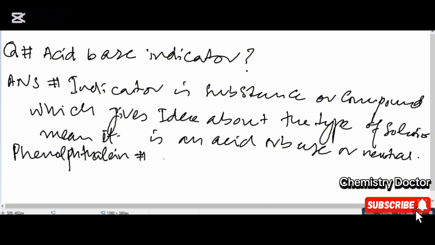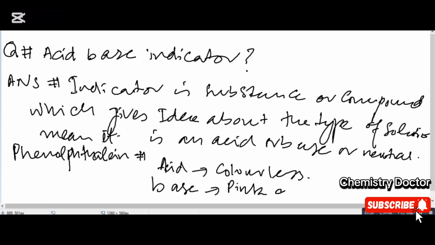So different indicators are available in the universe, but today our topic of discussion is the phenolphthalein. Phenolphthalein indicator is used in acid-base titration. In acid, it shows no color; it is colorless. But if we use it in a base, it gives a pink color or red color, which shows that it is a base.